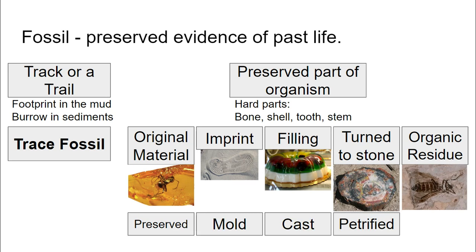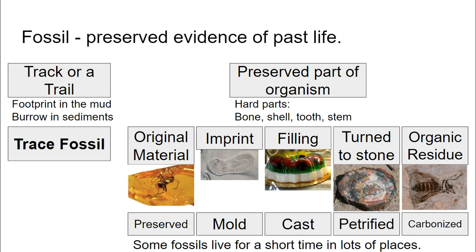Turned to stone is petrification. Turned to stone can also be called permineralization, but petrification will work for our purposes. The organic residue left behind is also called a carbonized fossil.